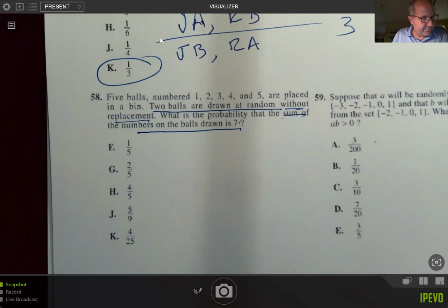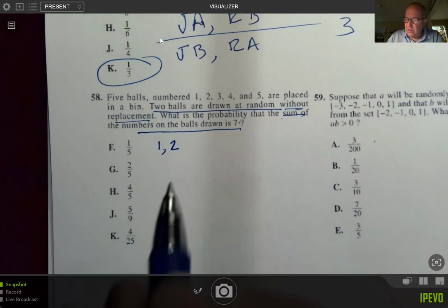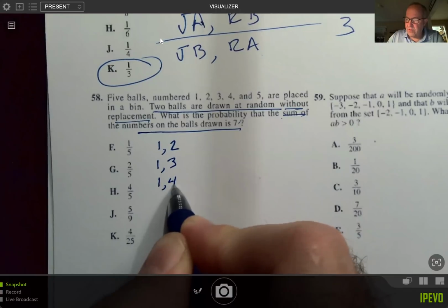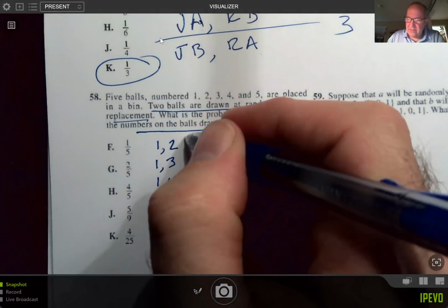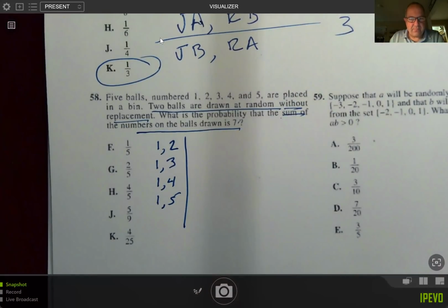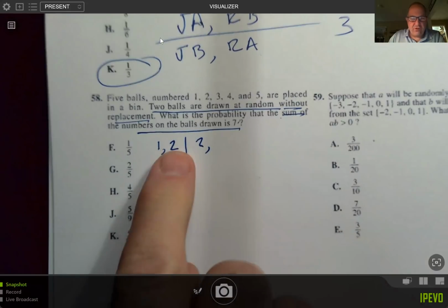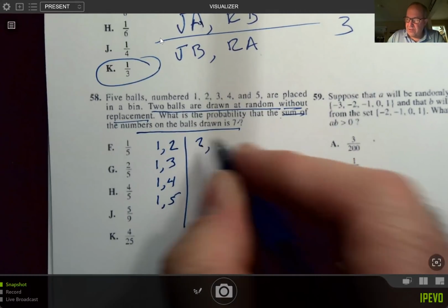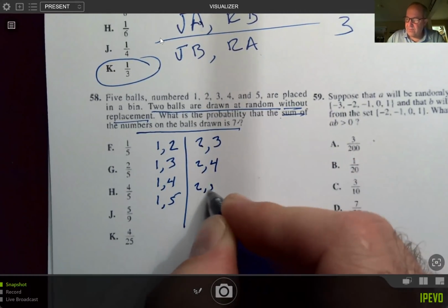Wow. Well, let's write down all the possibilities. If I pick ball number 1, then I can pick ball number 2, right? Or I could pick ball 1 and ball 3, or ball 1 and ball 4, or ball 1 and ball 5. I think those are all the possibilities if we had selected ball 1, right? Now, what if we select ball 2? Well, we've already got 2 paired with 1. 2 can't be paired with 2, so it'd be paired with 3, and with 4, and with 5.